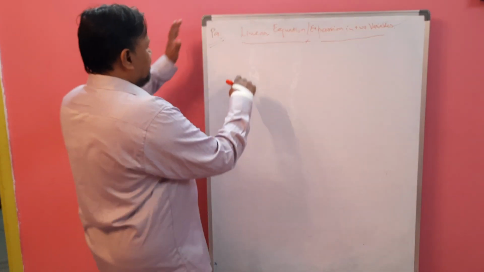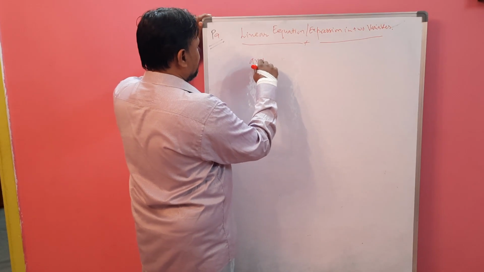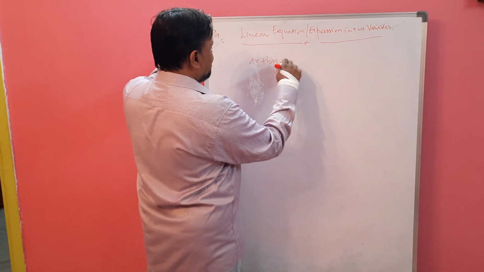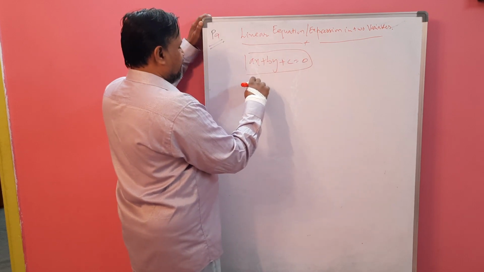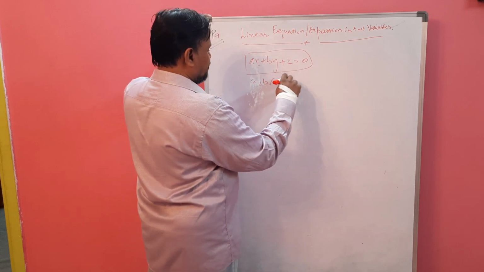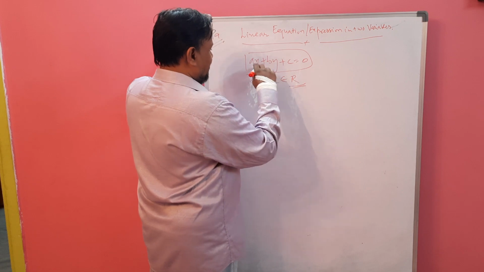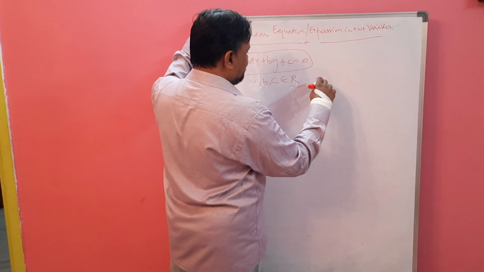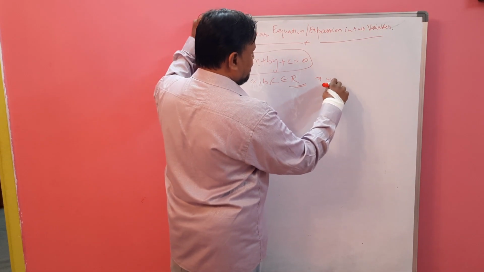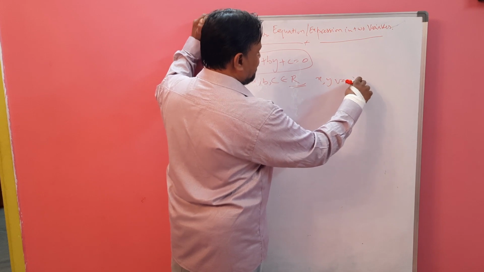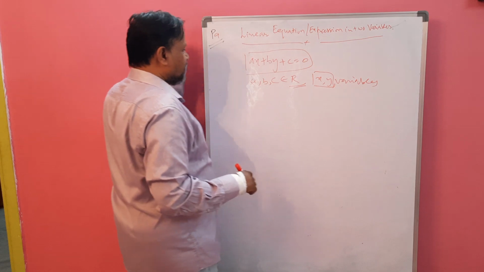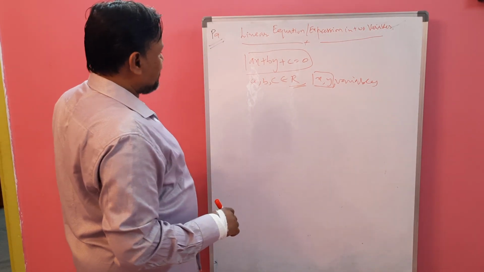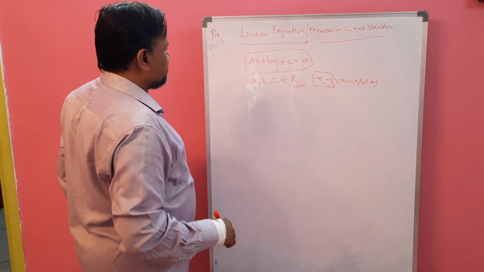Now what is the general equation? ax plus by plus c equal to 0. This is our general equation, where a, b, c belong to real numbers, and x and y are two variables. These are called variables. This is our first equation.